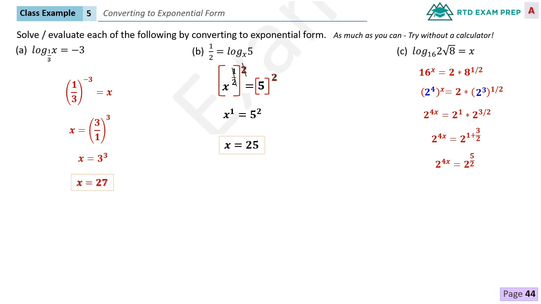And now we have 2 to the 4x equals 2 to the 5 halves. So we can conclude that the two exponents must be equivalent. Dividing both sides by 4 is like multiplying both denominators by 4. So on the left, we end up with x, and on the right side, 5 over 2 times 4 is 5/8.